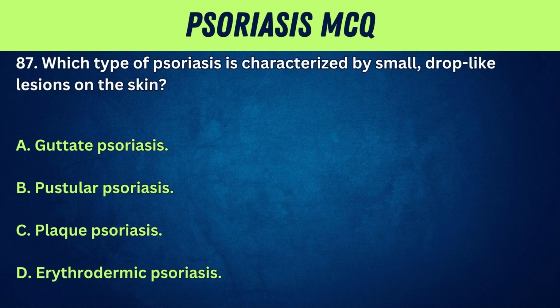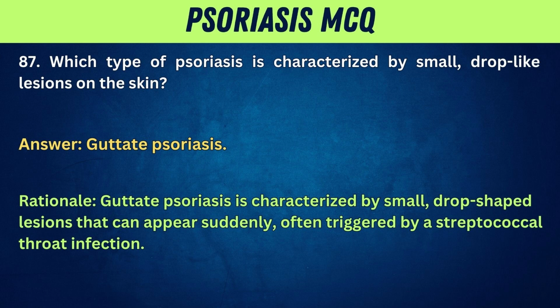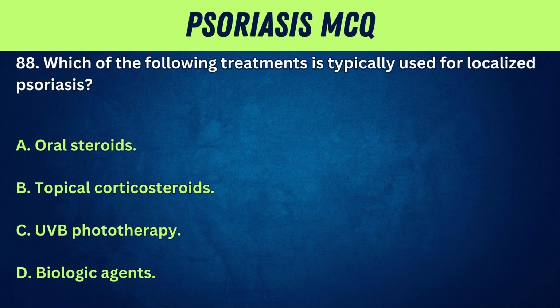87. Which type of psoriasis is characterized by small, drop-like lesions on the skin? A. Guttate psoriasis. B. Pustular psoriasis. C. Plaque psoriasis. D. Erythrodermic psoriasis. Answer: guttate psoriasis. Rationale: guttate psoriasis is characterized by small, drop-shaped lesions that can appear suddenly, often triggered by a streptococcal throat infection.